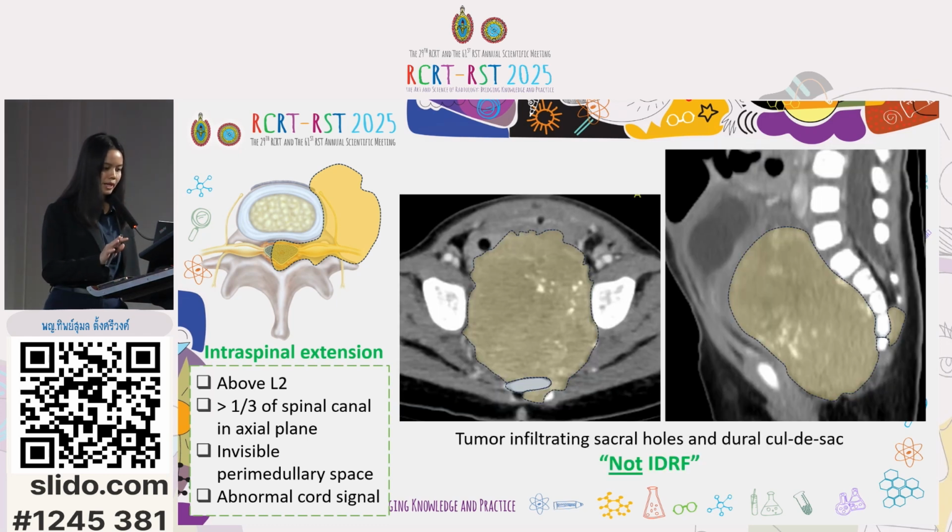Let's look at another patient. This patient has a pelvic neuroblastoma as mentioned earlier. This tumor also spread into the sacral hole and also into the dural cul-de-sac. That's not considered IDRF positive because it doesn't involve the spinal cord.